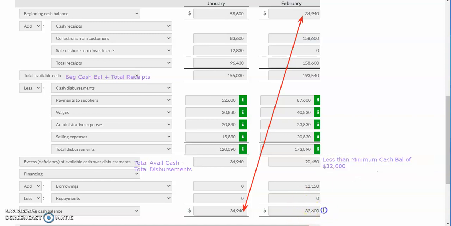So if our minimum is $32,600, we have to figure out how much more we need to borrow in order to come up with that dollar amount. So we're going to take $32,600 minus the excess that we have, the $20,450, and that's how we're going to come up with the amount we need to borrow, $12,150. So this is the amount that we need to borrow in order to end up with this minimum cash balance of $32,600.